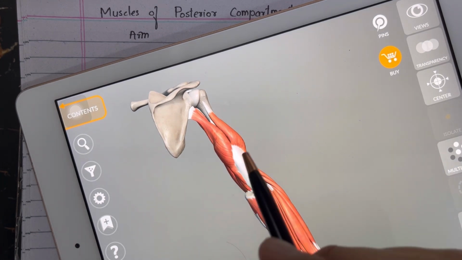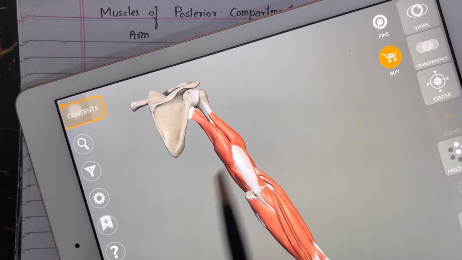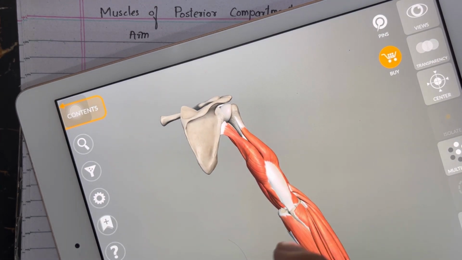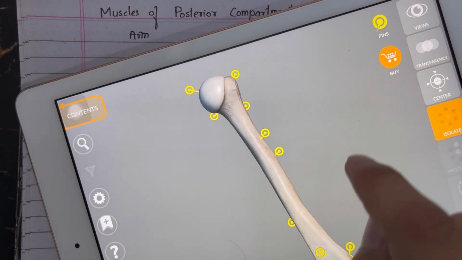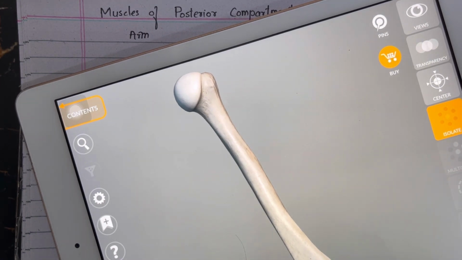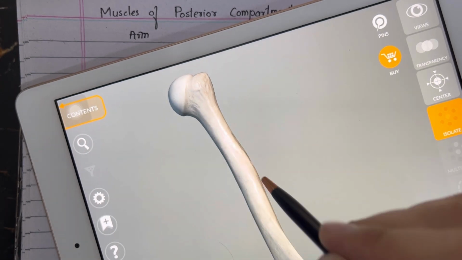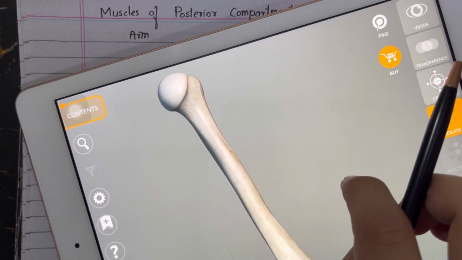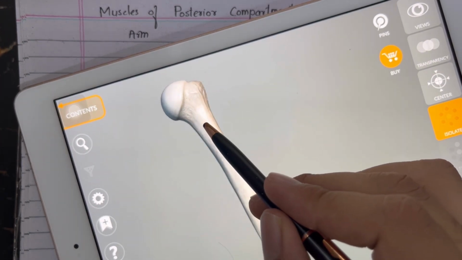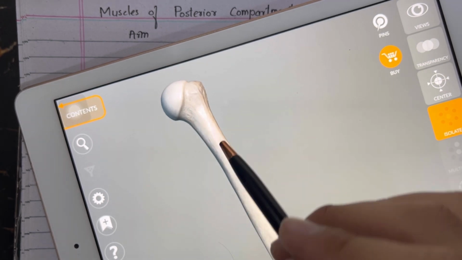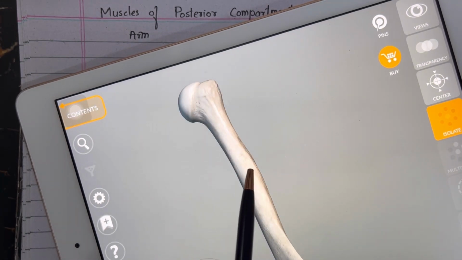Now student, the lateral head or the short head of the Triceps Brachii muscle originates from the posterior surface of the humerus bone. This is the humerus bone, so this is the posterior surface of the humerus bone. The short head originates from this region. Here this is the spiral groove.